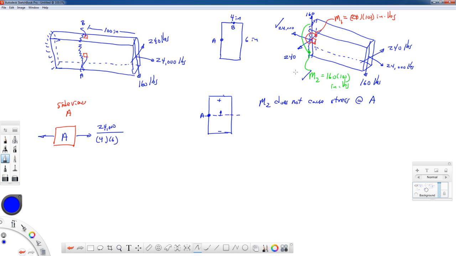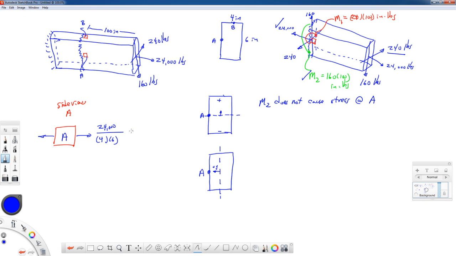Now let's think about M1. M1 comes from the 240 pound force, and like I said, it's putting the near side in tension and the far side in compression. Let's draw a separate rectangle. There's my point A, and now it's bending about a vertical line. Now the bending stress is My over I, but the y distance depends on your perspective from the moment. In this case, what we would call our y distance for that formula would be this way.